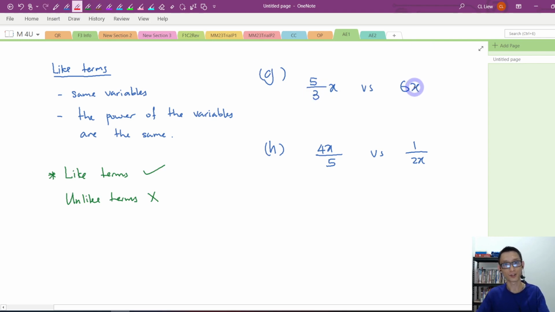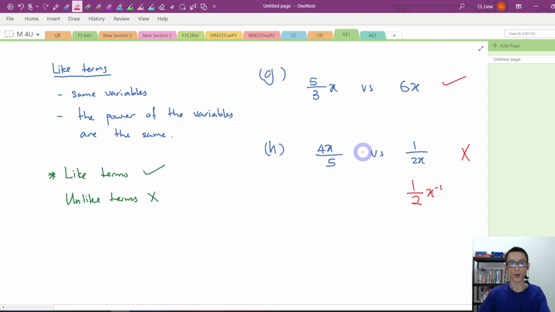Okay, let's try two more. These like terms, same variable, and the power here is 1, 1, like terms. Okay, how about this one? These two like terms? No, unlike terms. This is actually equal to 1 over 2 times x to the power of -1, because the x here is at the denominator part.